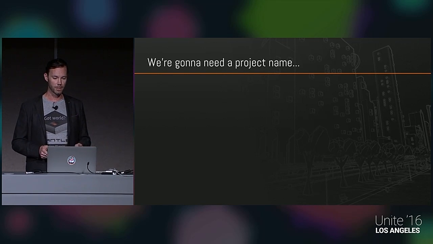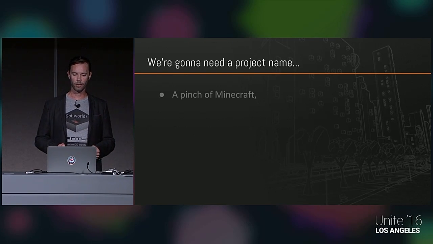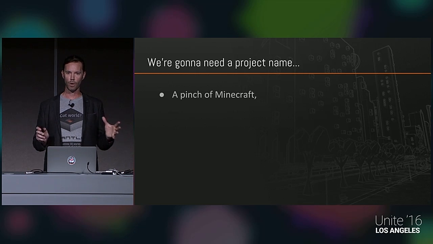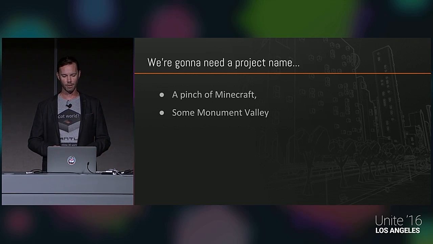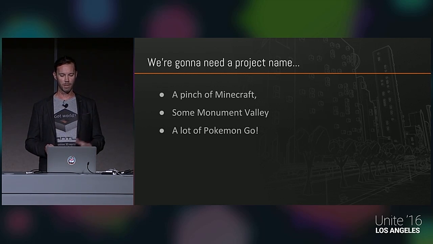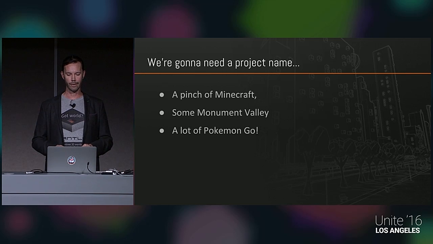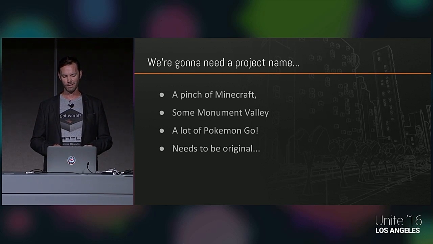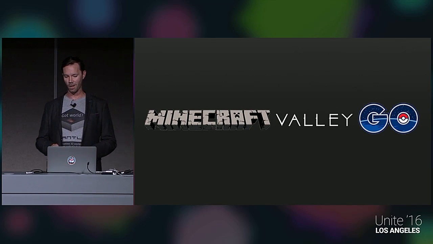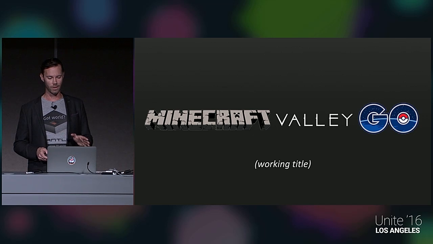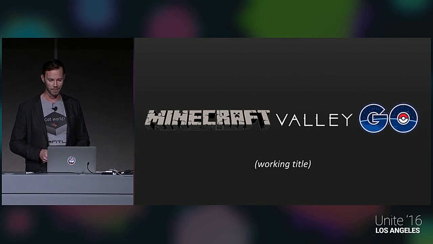Okay, so if we're going to put a project together, we're going to need a name. So we thought we'll have a pinch of Minecraft. We want some blocky 8-bit throwback stuff. Maybe we want that to look nice as well, so maybe we'll go for some styling of Monument Valley. And because it's geolocational, clearly we want a lot of Pokemon Go. So if we throw that in a blender, it has to be original as well, so we thought maybe we could have something like Minecraft Valley Go. I think that'll probably sell fairly well. It's a working title. You know, the guys who own the IP, I don't think they're litigious, but you know, we might want to change that.